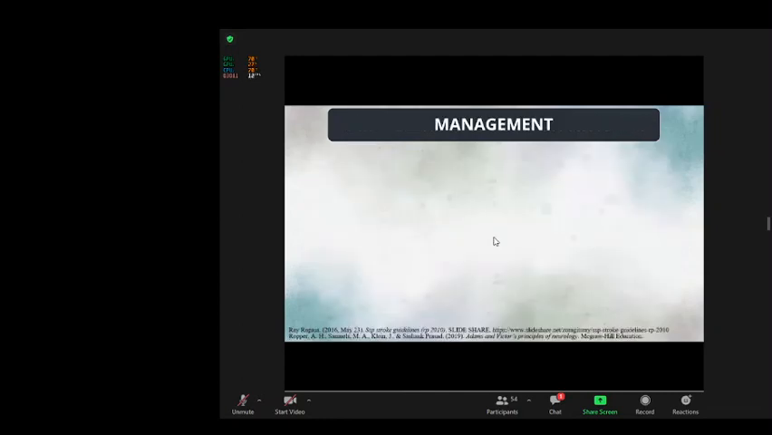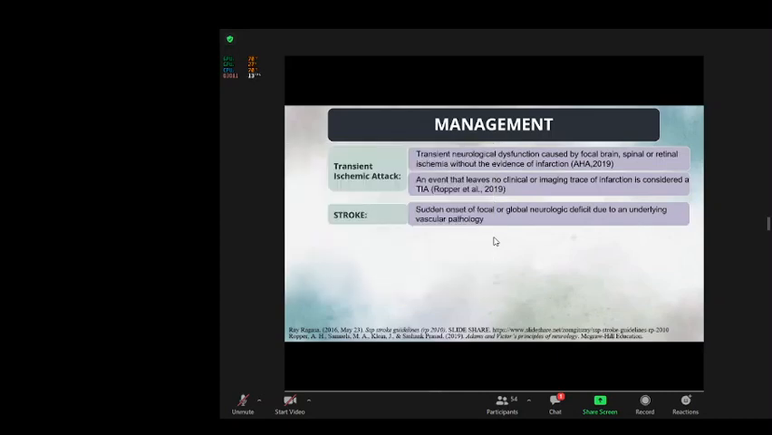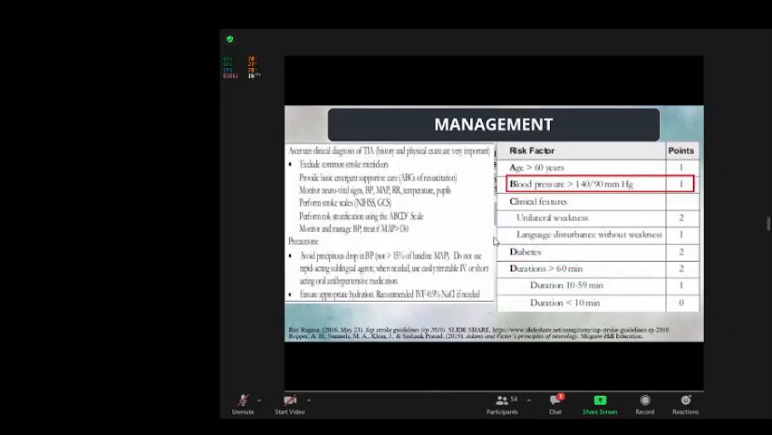Next slide. Okay. Sige, next. Okay, next. So there. What's your ABCD score? 3 po, Doc. 3. So what does that mean? If your patient has an ABCD score of 3, we need to hospitalize the patient po, Doc, kasi baka possible magkaroon ng stroke afterwards po.